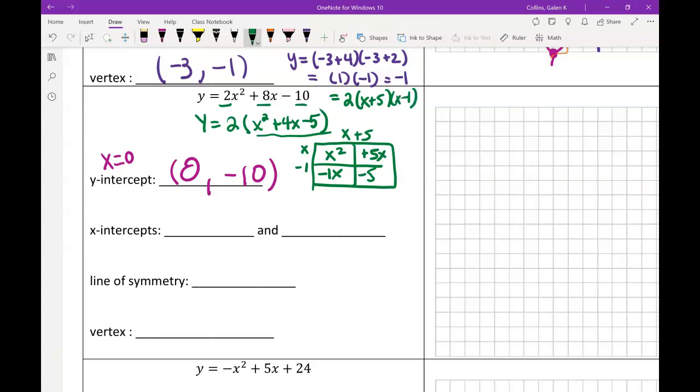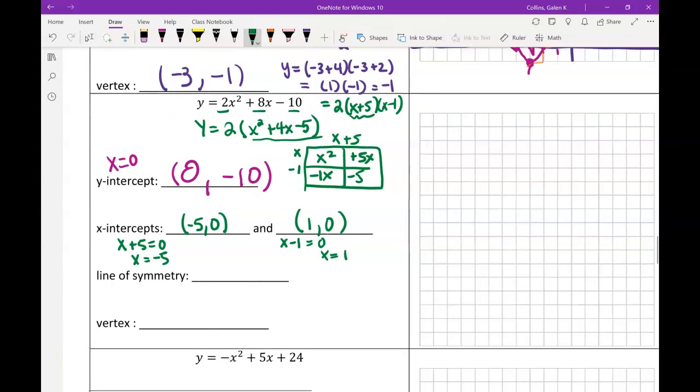All right, so to get our x-intercepts, if I set each of those factors equal to 0, well, if x plus 5 equals 0, x would have to be negative 5 for that to be true. So (-5, 0) is one of our x-intercepts. And if x minus 1 equals 0, x would have to be positive 1 for that to be true. So (1, 0) is our other intercept.